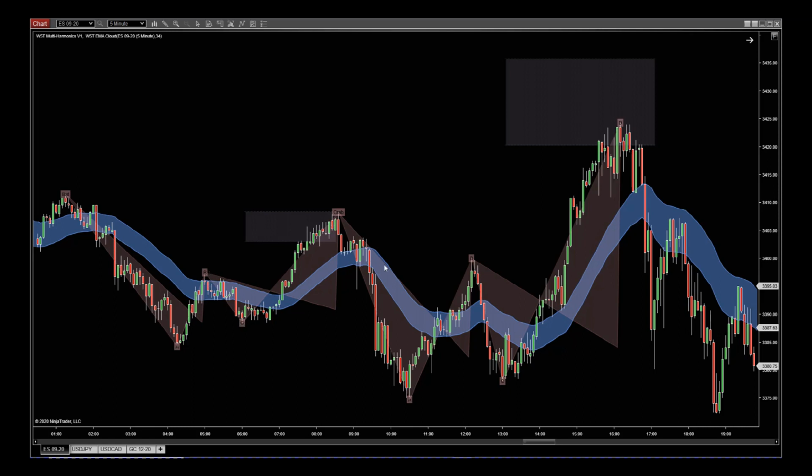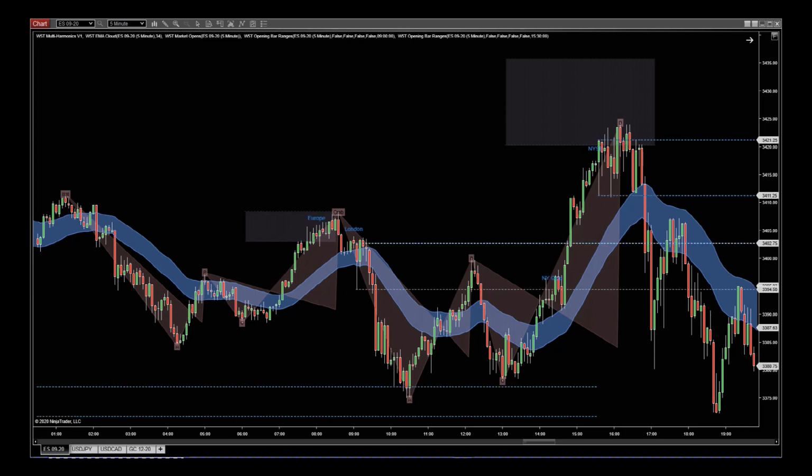So these are totally adjustable. You can change the colours, you can add more than one, and the idea is, depending on the time frame you're using, you are going to be able to put those highs and lows on that EMA cloud to help you with entries and trade management with whatever strategy you're using.